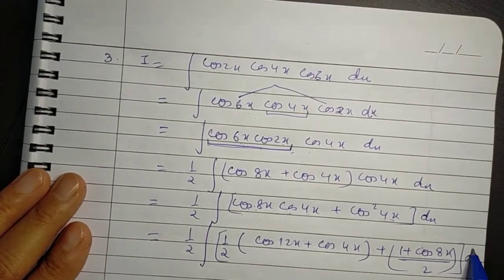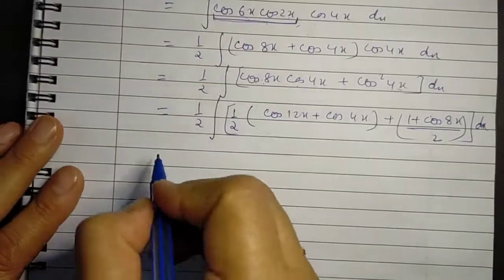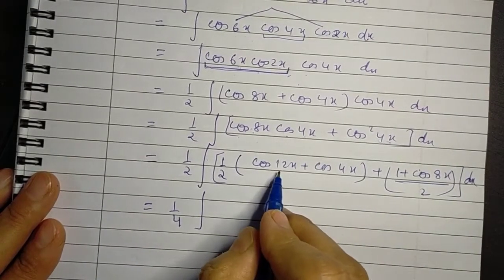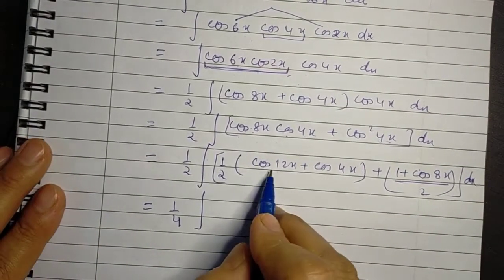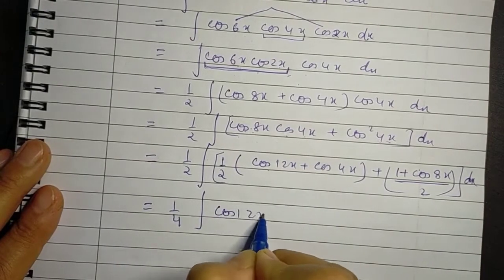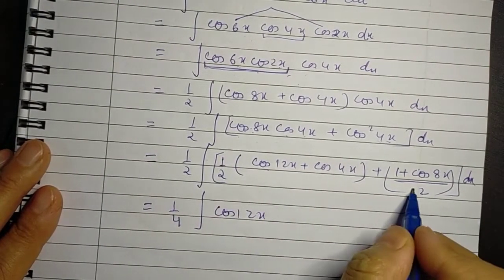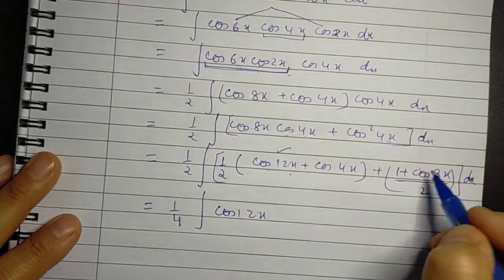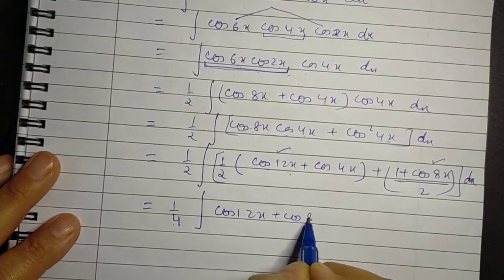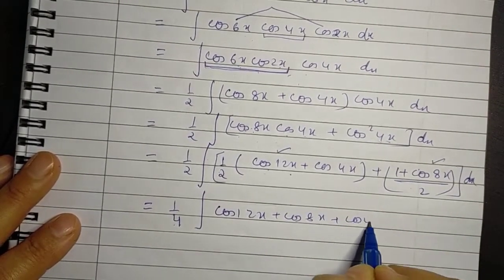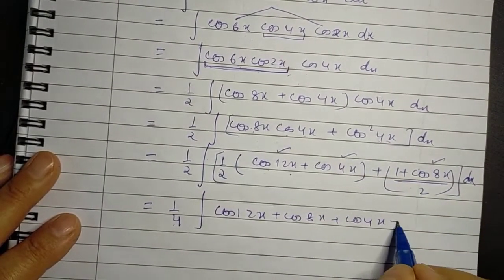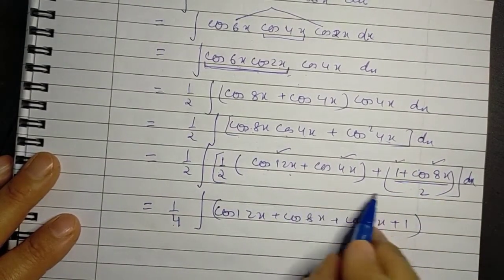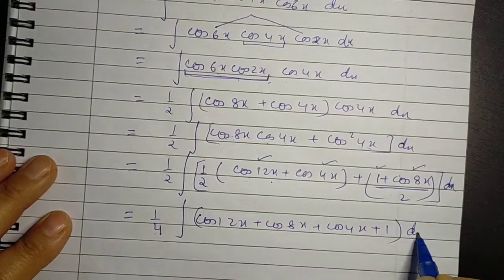Whole into dx. So when you write it properly, collecting like terms together, what do we get? 1 upon 4, writing them in order: cos 12x, we have taken 1 upon 2 common so it has become 1 by 4. So cos 12x, this is done. Then cos 8x, this is done. Then cos 4x, this is done. And now we are left with 1. Putting a tick mark ensures that we have not left out any term, into dx.